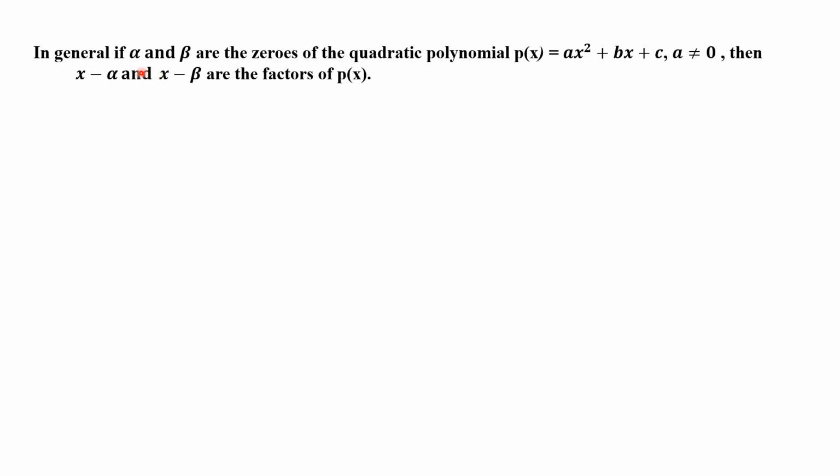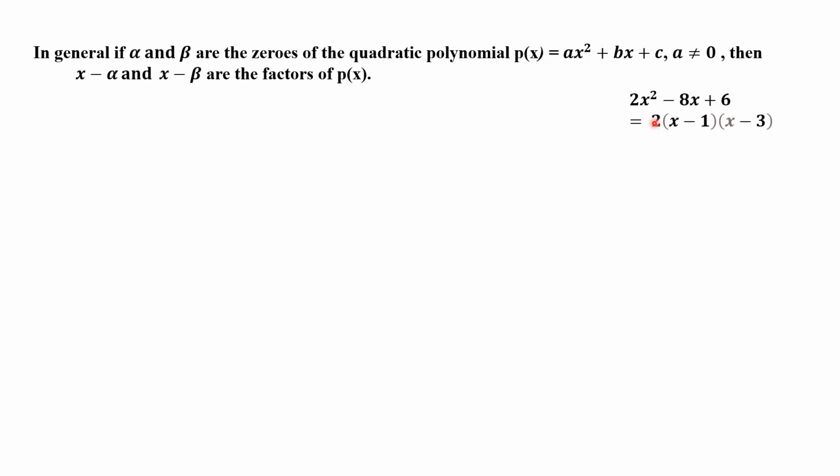So in general, if alpha and beta are the zeros of the quadratic polynomial p(x) equal to ax square plus bx plus c, where a is not equal to 0, then we can say that x minus alpha and x minus beta are the factors of p(x). Now from where can I say that these are the factors if alpha and beta are the zeros?